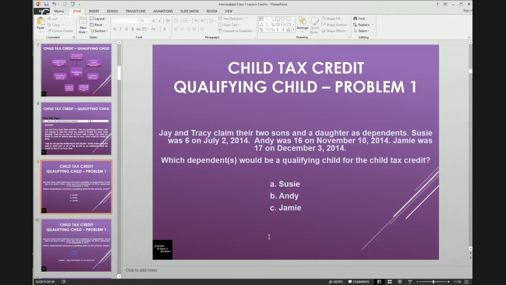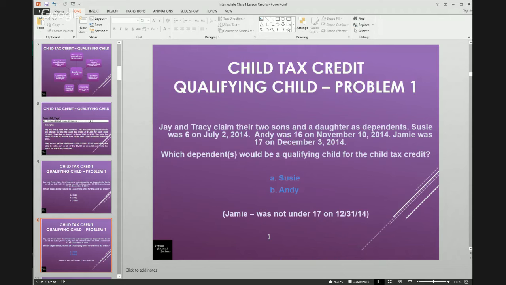So Jay and Tracy claimed their 2 sons and a daughter as dependents. Susie was 6 on July 2nd, Andy was 16 on November 10th, and Jamie was 17 on December 3rd. Which dependents would be a qualifying child for the child tax credit purposes? It would only be Susie and Andy. Jamie would not qualify because they were not under 17 on December 31st.